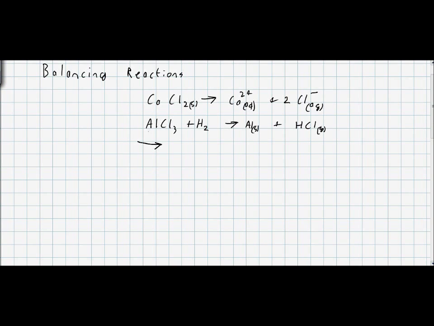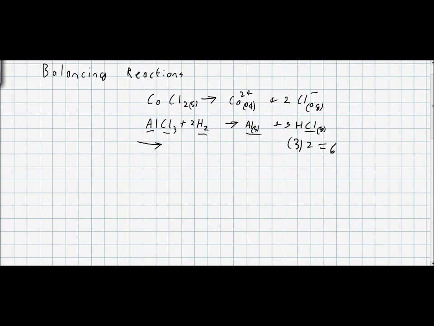So start with the aluminum. The aluminums are the same on both sides. So that's easy. Chlorines are not the same. We have 3 chlorines on this side and 1 chlorine on this side, so I'm just going to multiply this by 3. Simple and nice. And oh no, now when we go to hydrogen, we have 2 hydrogens on this side, 3 on this side. So what I'm simply going to do is take this 3 and multiply it by 2, equaling 6.